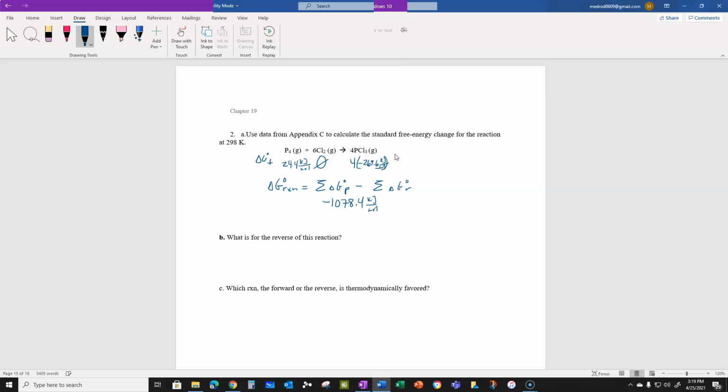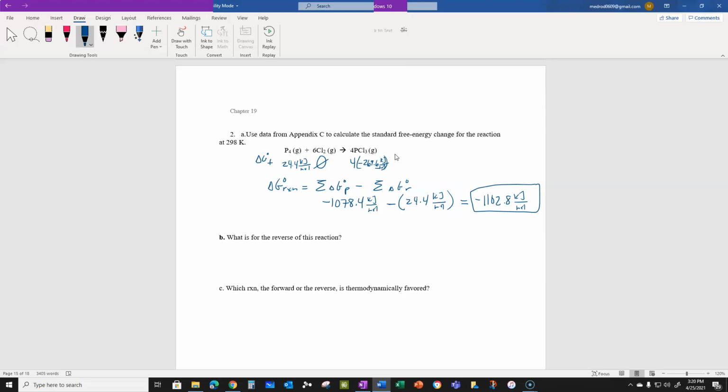Kilojoules per mole minus this positive number, 24.4 kJ per mole. Okay, and if you don't want to put the parentheses, ladies and gentlemen, you don't have to. Just remember though, you have a negative number minus a positive, so this number is just going to get more negative. So I'm going to subtract 24.4, and we still have a number after the decimal, so negative 1102.8 kJ per mole. Okay, so there's my delta G reaction.